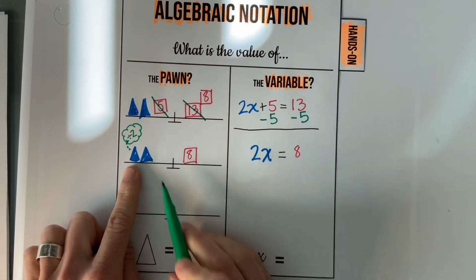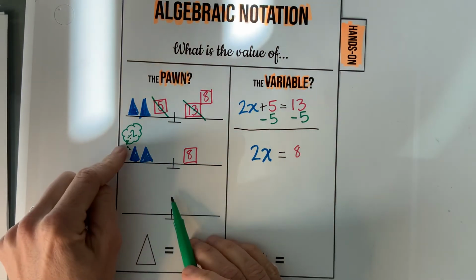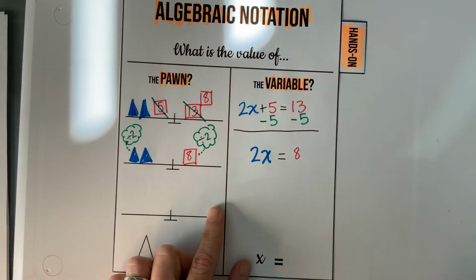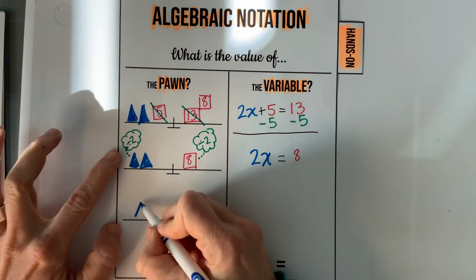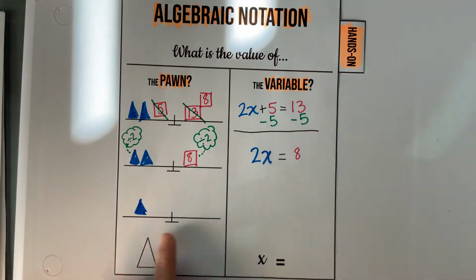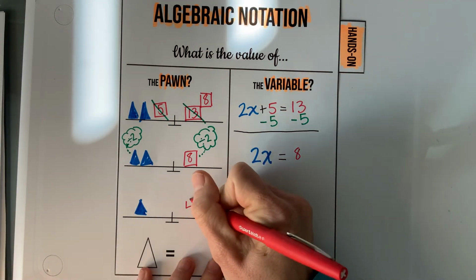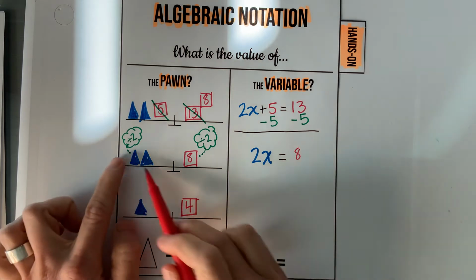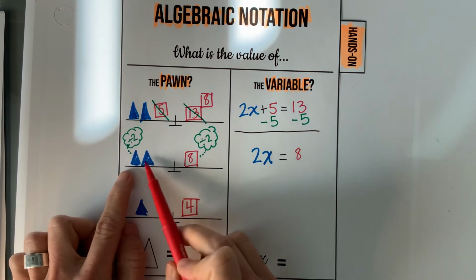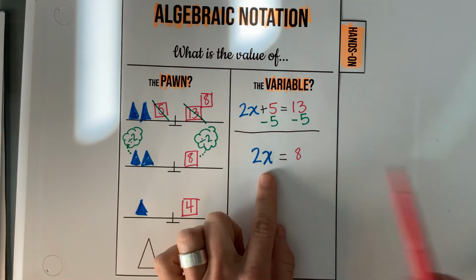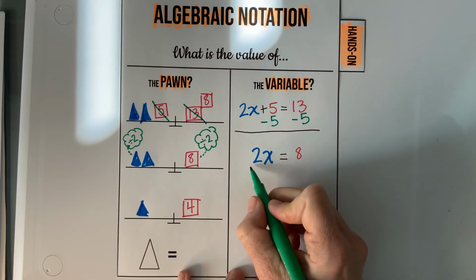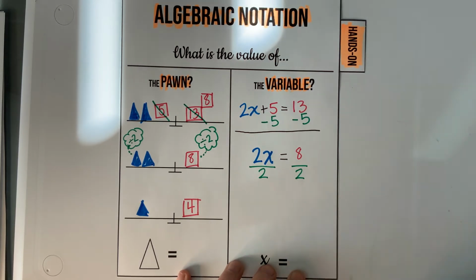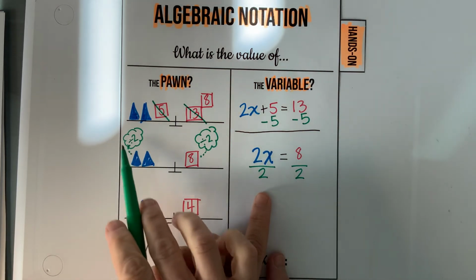Because I have 2 pawns, but I only want the value of 1 pawn. So I'm going to divide that by 2, which means I have to divide that side by 2. So if I divide that by 2, I'm going to get 1 pawn. And I divide that number cube by 2, I'm going to get 4. So I know that 1 pawn equals 4. Okay, so how do I notate this thinking, divide by 2 because I have 2 pawns and I want the value of 1? I literally write divide by 2. And what I do to one side, I have to do to the other, divide by 2.